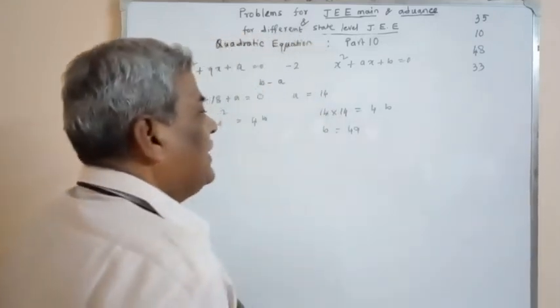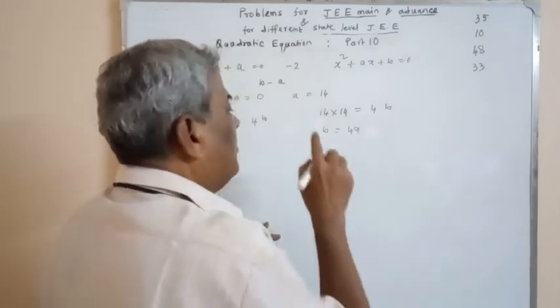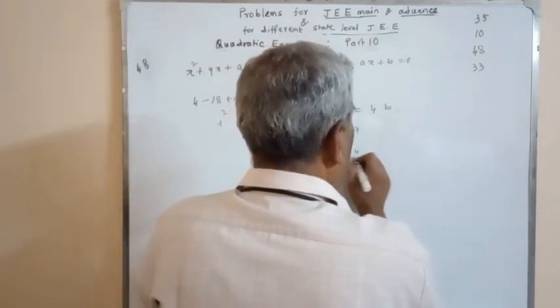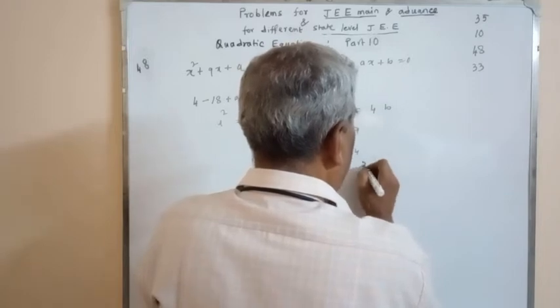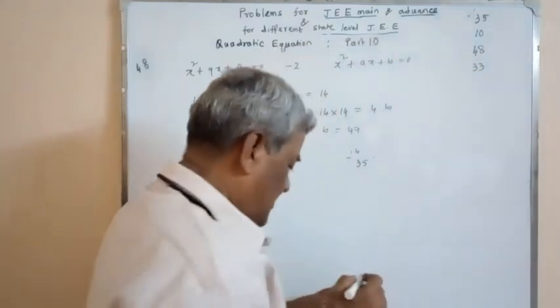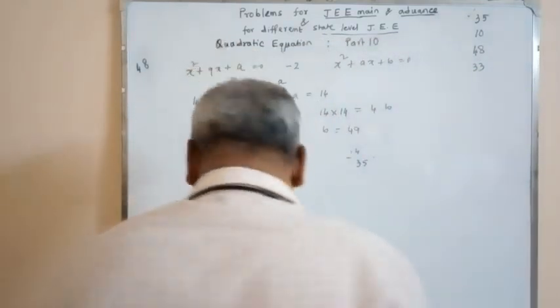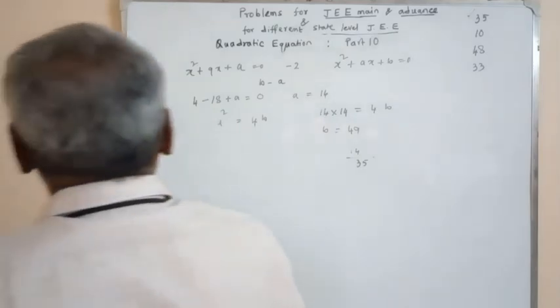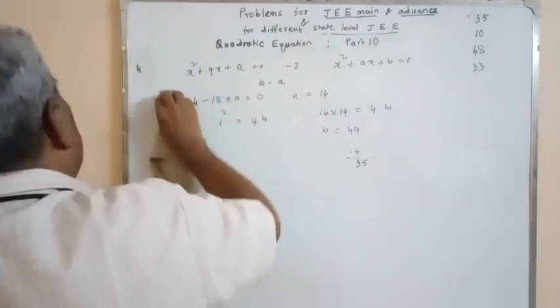So we obtain a and b. So b minus a is equal to 49 minus 14, that is 35. So 35 is our answer. Now this is about the first problem. Second problem is problem number 49.